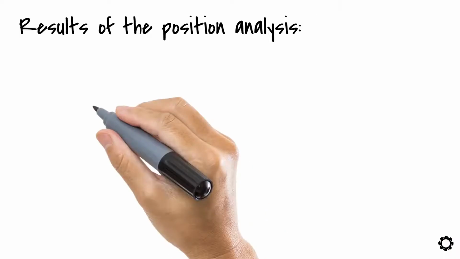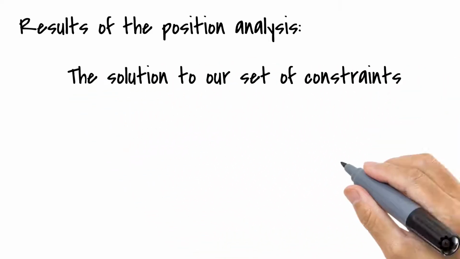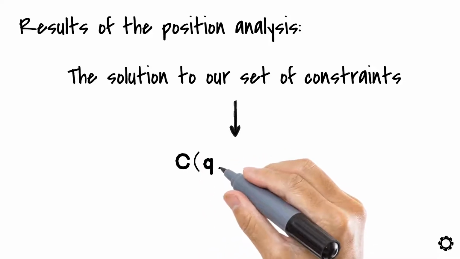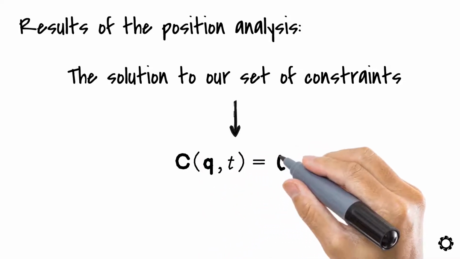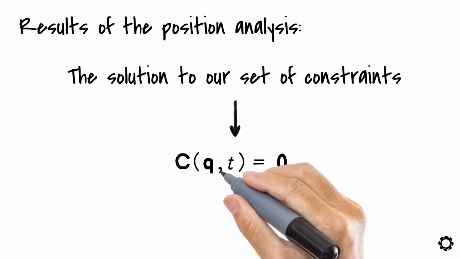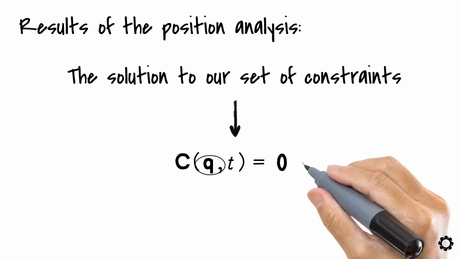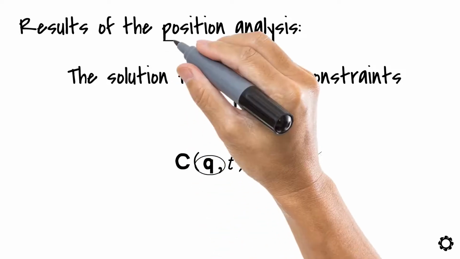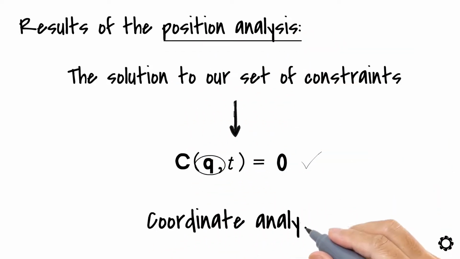In the last lesson, we got the solution to our set of constraints represented as a vector of constraints, depending on the generalized coordinates and time. We focused on obtaining the values of the generalized coordinates that met this equality. We called this process a position analysis or coordinate analysis.